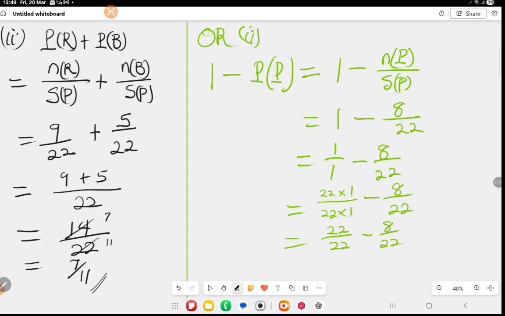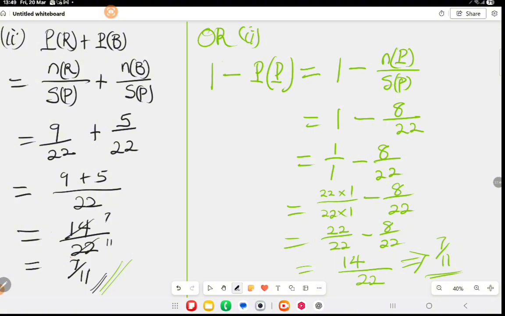Then, since the denominators are equal, we take one of the denominators, which is 22, then we subtract the numerators. 22 minus 8 gives us 14. And if we reduce 14 to its lowest term, we have 7 all over 11, which is the same answer as the first one we got.